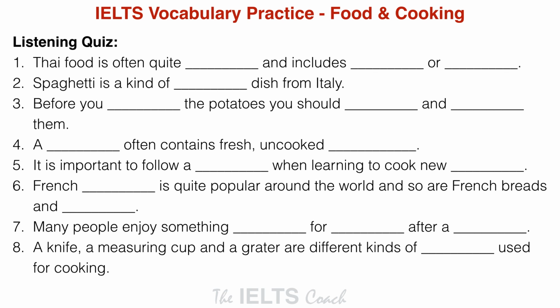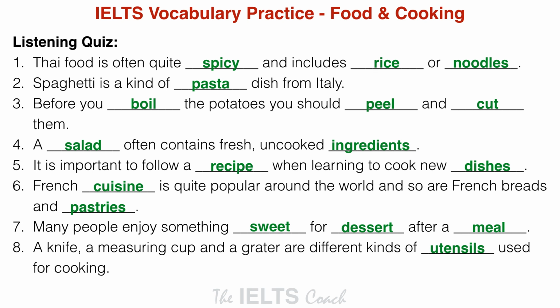So there are 8 sentences with words that are specific to the topic of food and cooking. If you need to, go back and listen again. But even if you don't need to listen again, check your spelling. Check that you've got the spelling of the words correct. Correct answer is not the most important thing. It needs to be spelt correctly. So I will show you the answers. Check to see how many right, how many are wrong. Go back and review the vocabulary if you need to. So here are the answers.